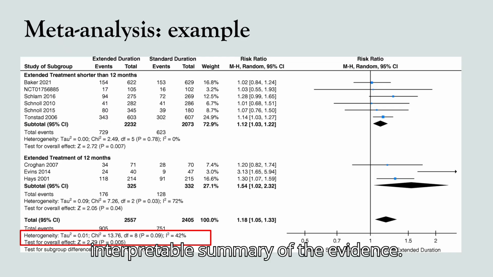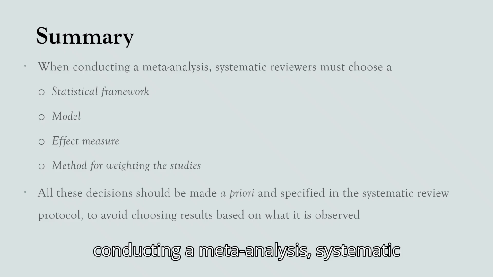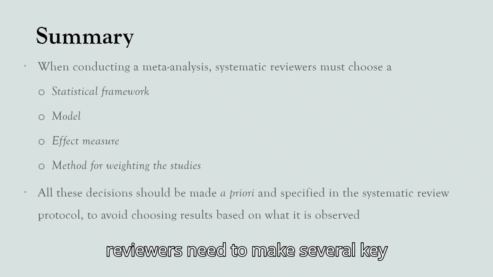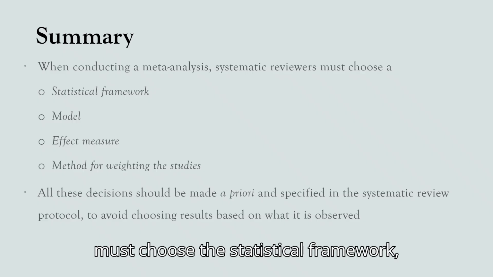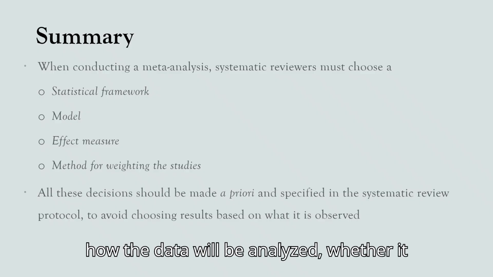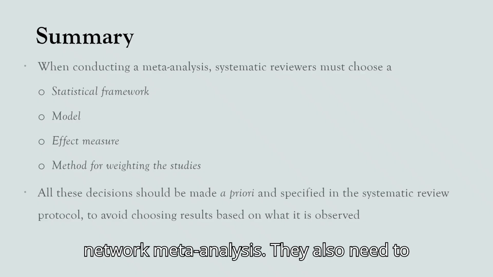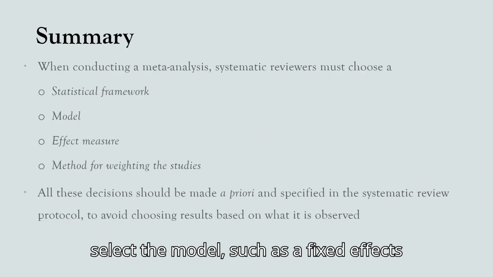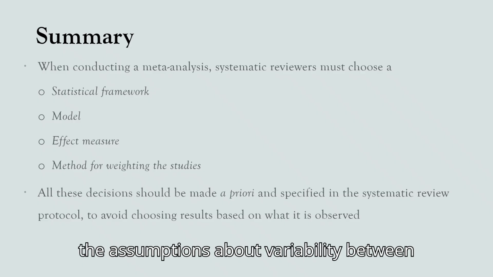summary of the evidence. To summarize this video, when conducting a meta-analysis, systematic reviewers need to make several key methodological decisions. First, they must choose the statistical framework, how the data will be analyzed, whether it is a pairwise meta-analysis or network meta-analysis. They also need to select the model, such as a fixed effects or a random effects model, which reflects the assumptions about variability between studies.